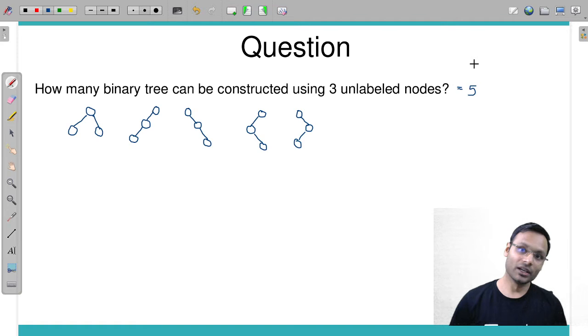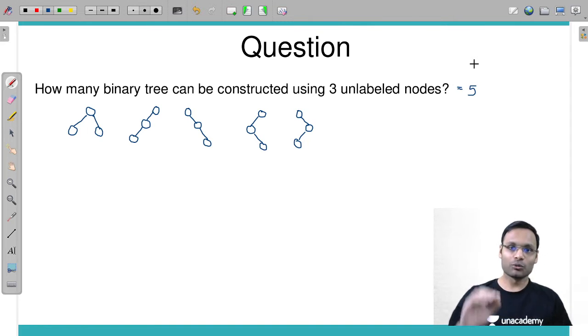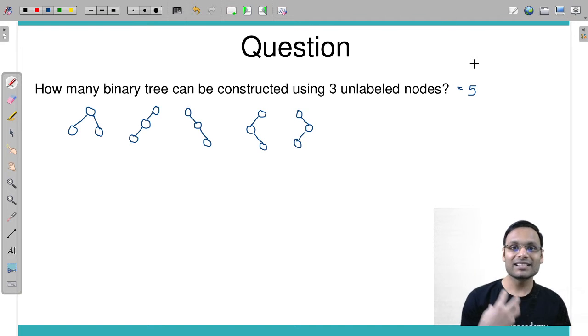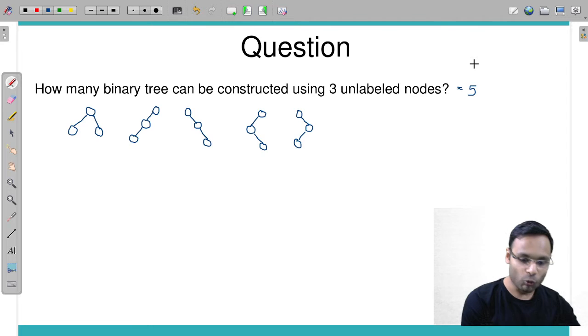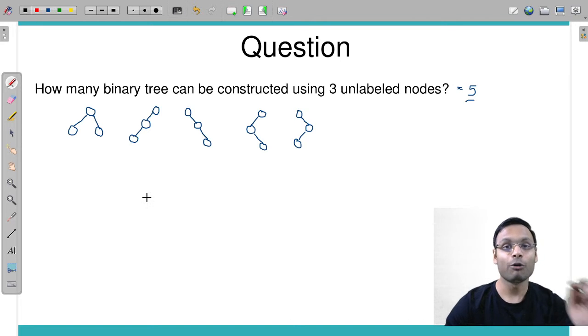This is the answer, but if 4 unlabeled nodes are given, then how will you give the answer? Of course, it becomes difficult just because of drawing trees. The maximum number of permutations of 4 is 24, so the maximum possibility is 24. Of course, you will not get 24, but drawing that many trees will be difficult for you. What is the option here? It's not 3 factorial, it's less. There is a formula which is called the Catalan number.